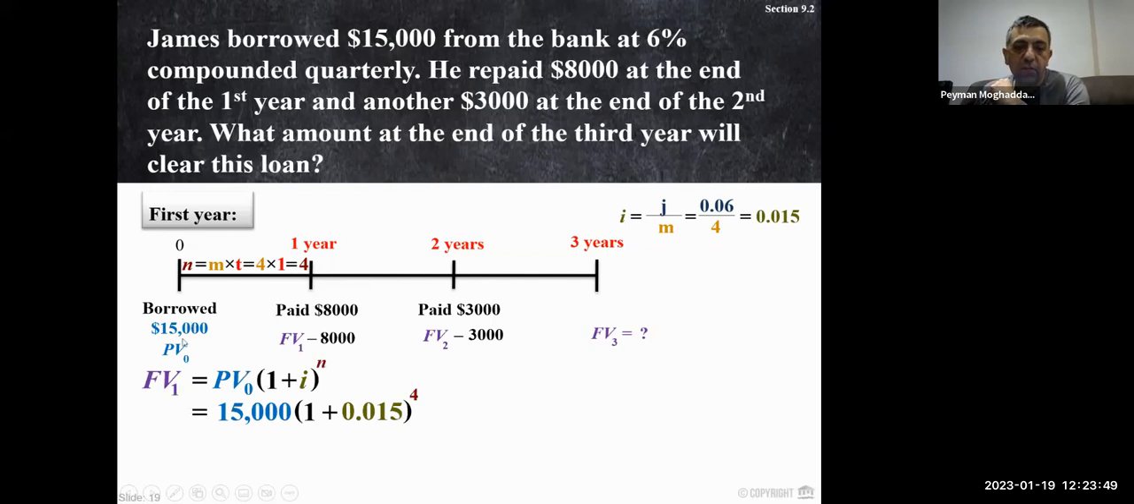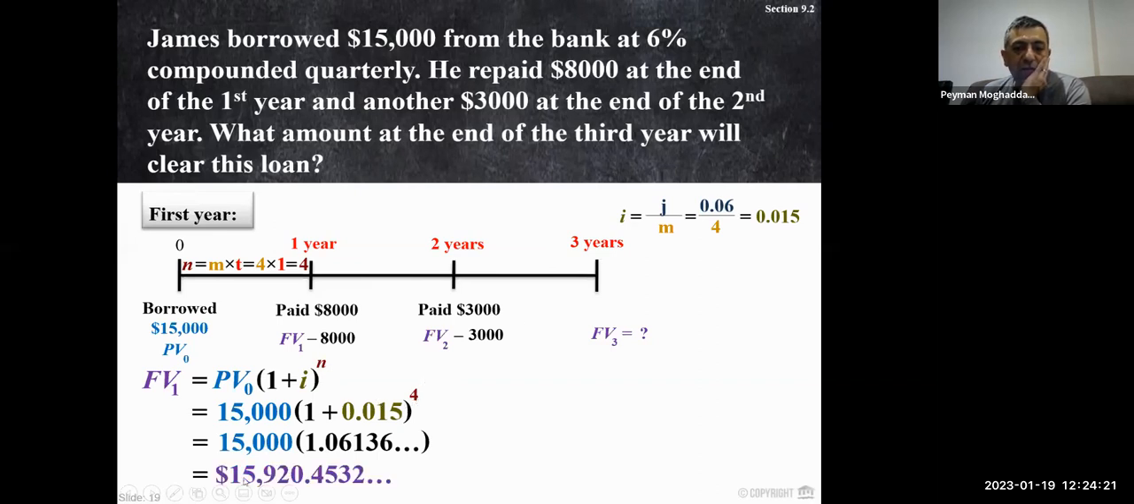So you borrow $15,000, future value 1. You have to deduct it from minus $8,000, which is going to be present value for 1 year. And then we do this, and then deduct this, and then this. So if V1 is going to be based on this I and the number of years, n is going to be m by 1, yes, 1 year. It's going to be 4, right?